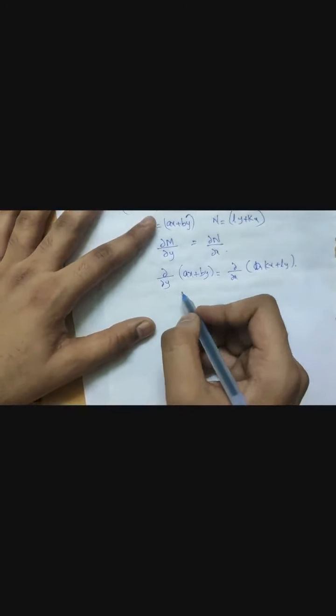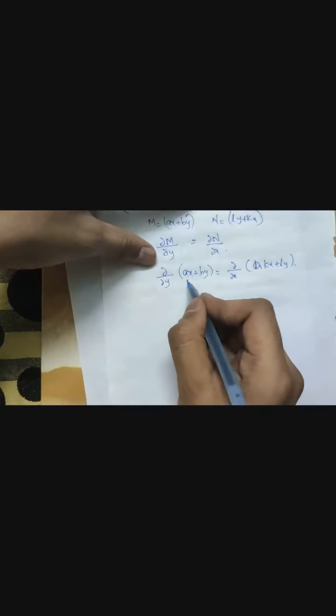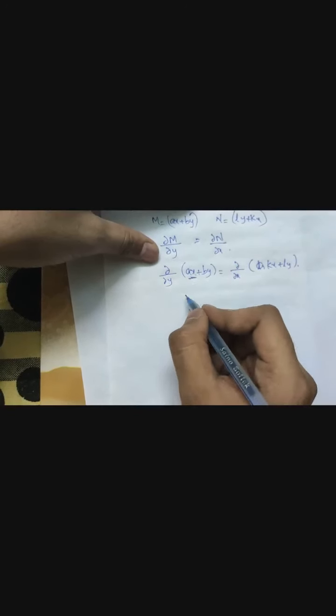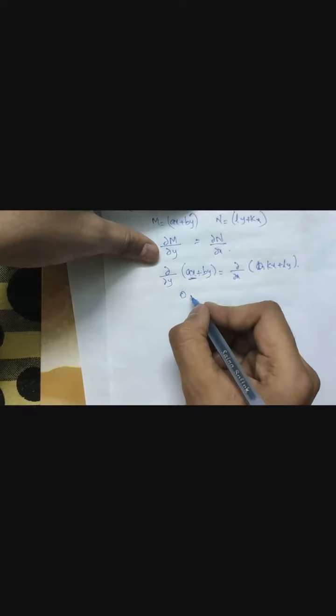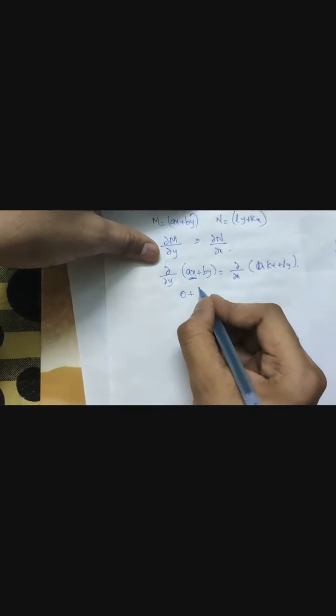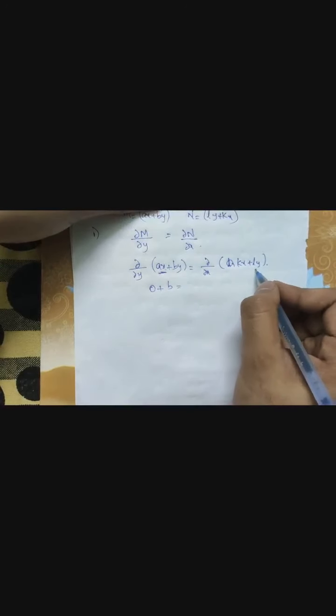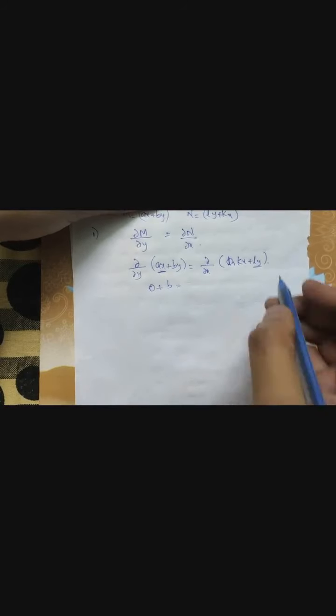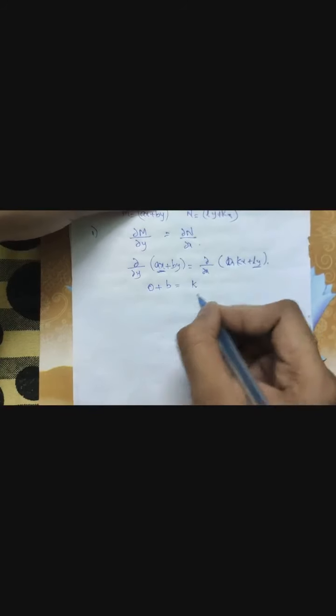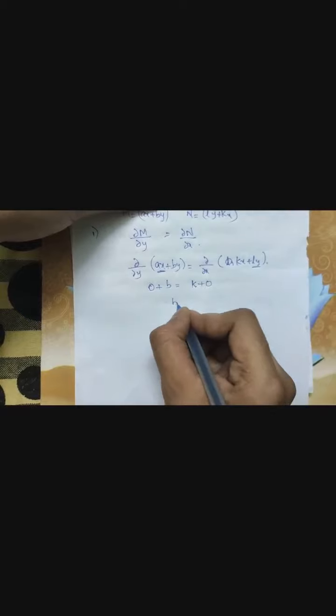Okay, now the partial derivative with respect to y of ax, with x as constant, will be 0, plus the partial derivative with respect to y of by will be b. Same here, for ly, x is constant, and for kx we get the partial derivative as k plus 0, that is b = k.